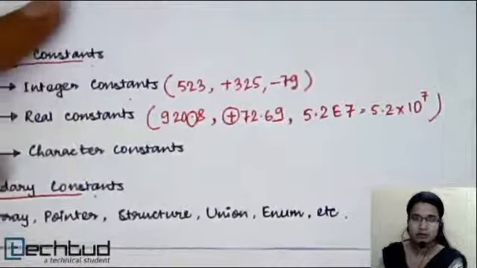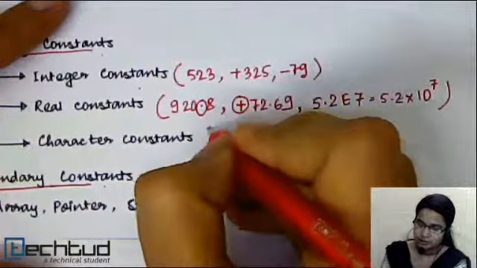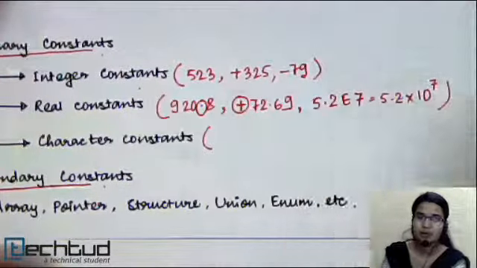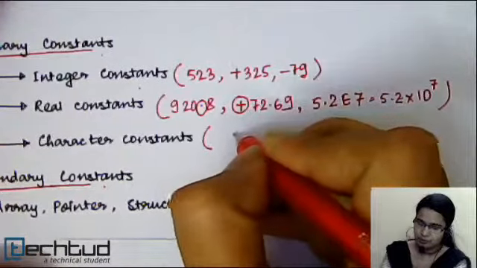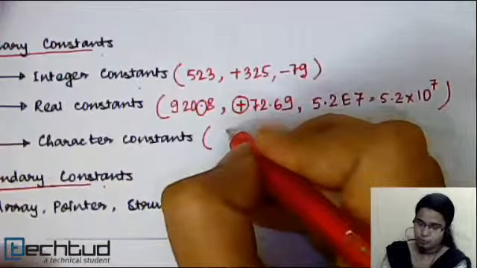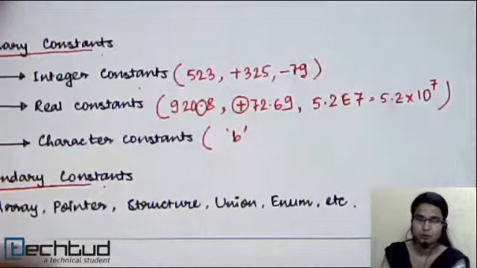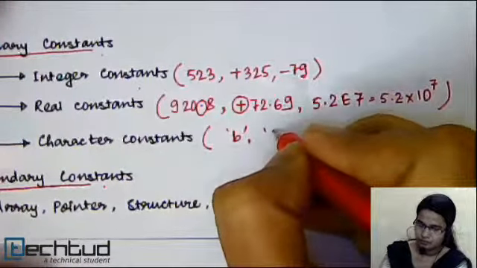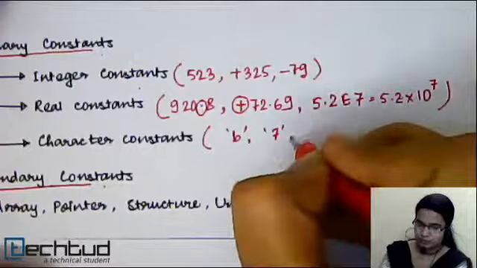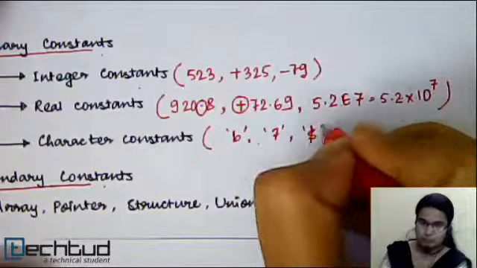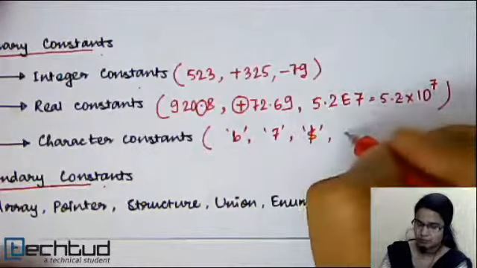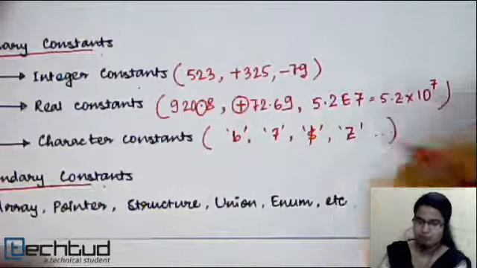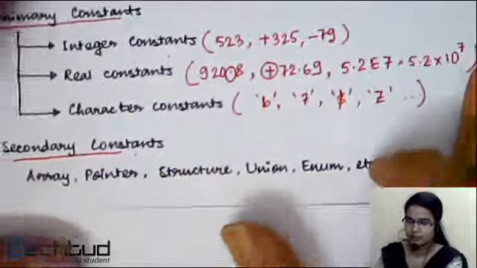Next is character constant. For a character constant, we simply take any character or any symbol or even any digit, like maybe B, and we put it in single quotes. Or maybe any symbol or any capital letter. Okay, like this. So these are character constants.